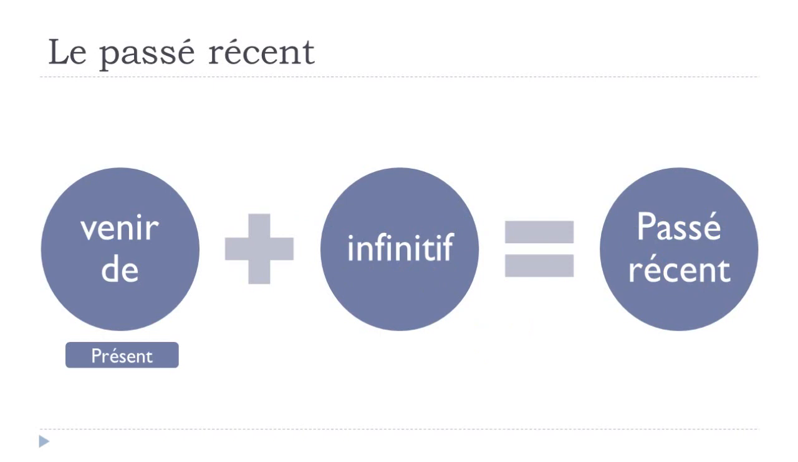Okay, so it's a technique just to express something that you just did. Okay, so it's not possible to use this passé récent, of course, for last week or the month before. It's not possible. Okay, so it's really something that is somehow connected to the present. So present, something that you just did. Okay, so of course, if you want to make it, you should know the conjugation of venir by heart. If that's not the case, then don't worry.